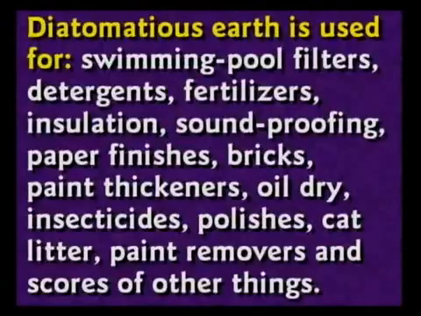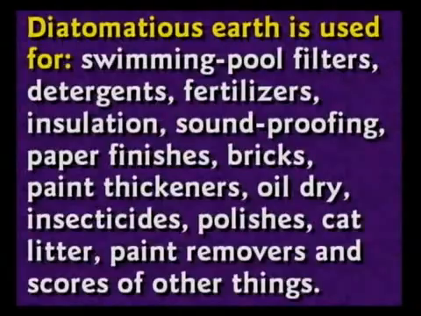Diatomaceous earth is used for swimming pool filters. It's used for detergents to clean your clothes, for fertilizers, insulation, soundproofing, paper finishes. They will mix diatomaceous earth in with the slurry of wood chips and it makes the paper have a slicker surface. When they make paper, diatomaceous earth is in there. Soundproofing, oil dry, paint thickeners, polishes, cat litter, you know, the white crystals you put out for the kitty, that's diatomaceous earth. Paint removers, and scores of other things.